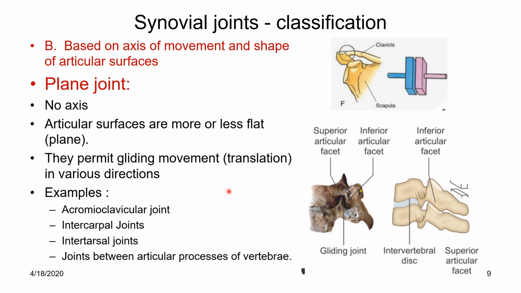What are the examples for the plane joint? Acromioclavicular joint, intercarpal joints, intertarsal joints, joints between the articular processes of vertebra. You are seeing here in this picture, these are the superior articular facet and inferior articular facet. So the joint between these articular processes is an example for plane joint, and it is also called gliding joint.